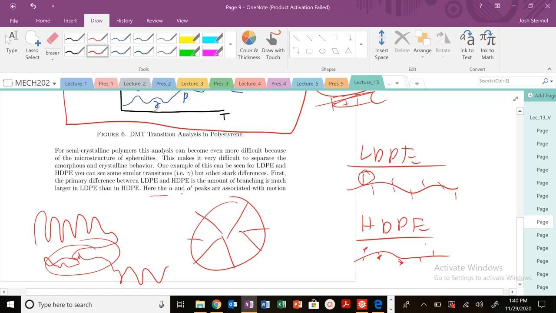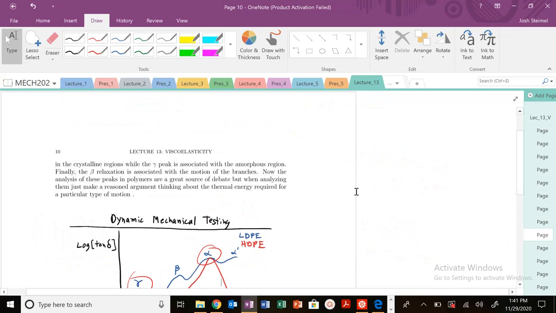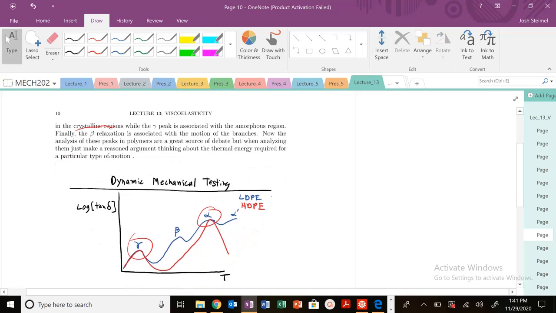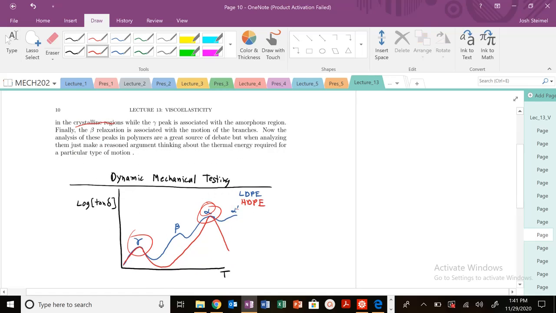We can look at this alpha and alpha prime peak. That's going to correspond to the motion of these crystalline regions. Again, why? Because these are high temperature regimes that are moving in here. It's for this alpha peak right here. And then for the gamma peak here, this is a low temperature. So most likely, this alpha peak is going to be for the crystalline region.